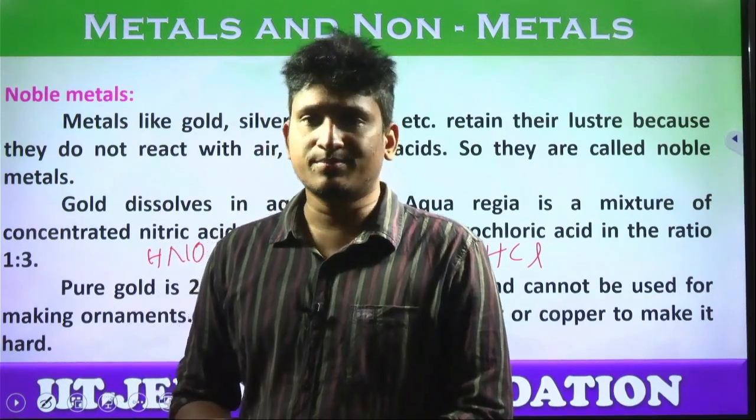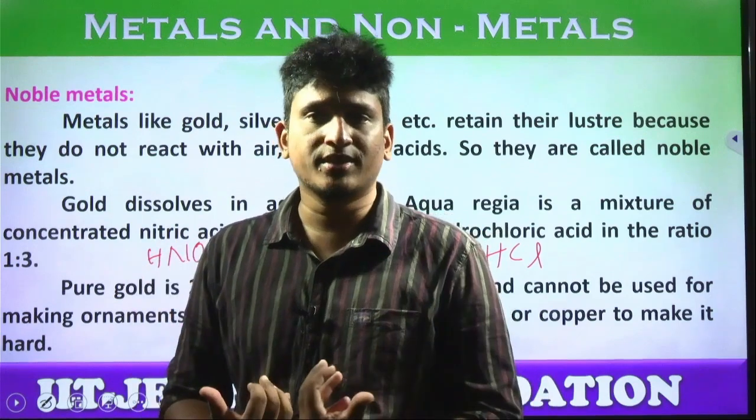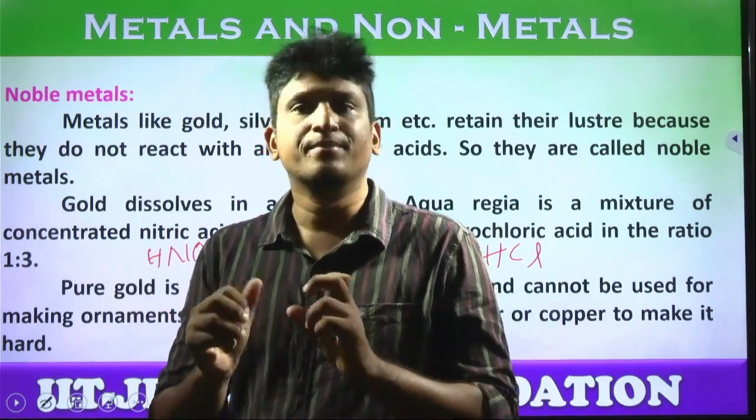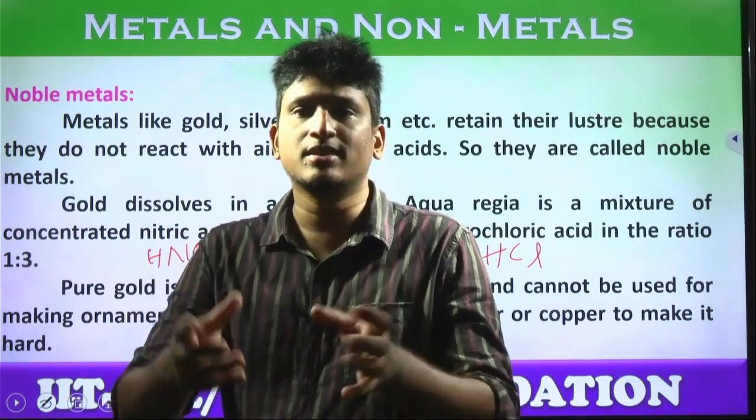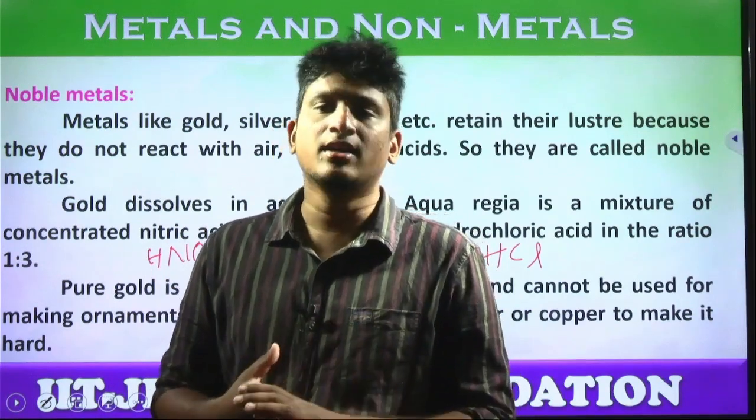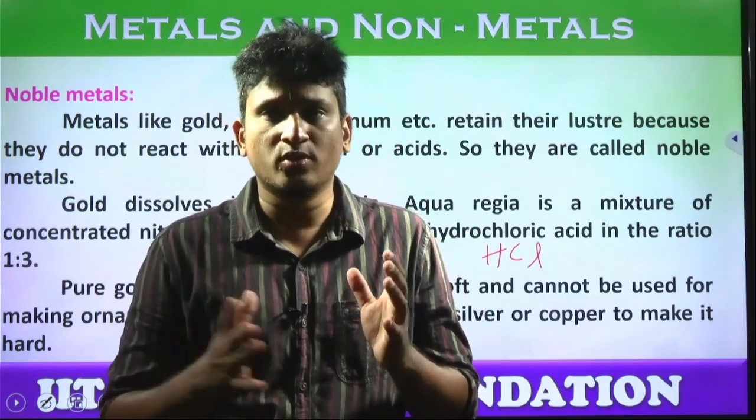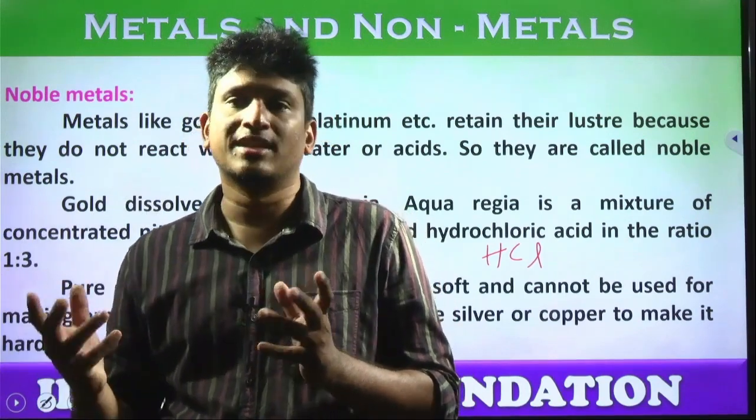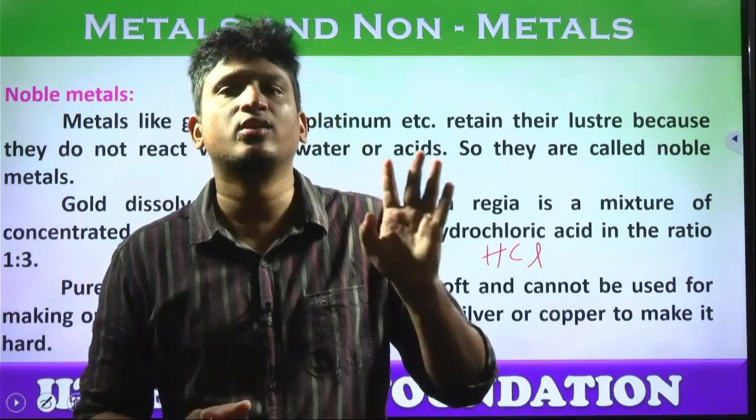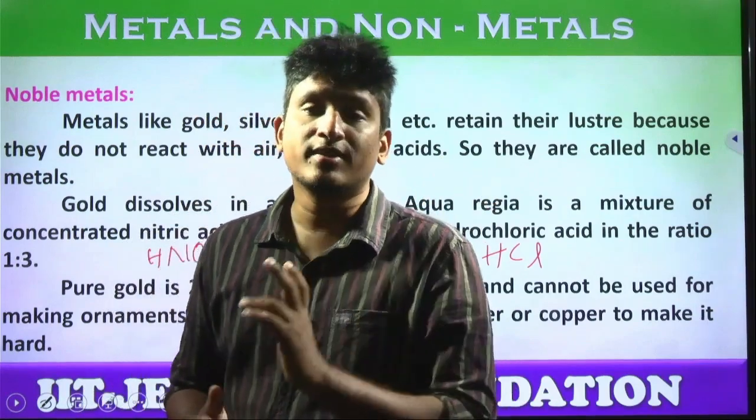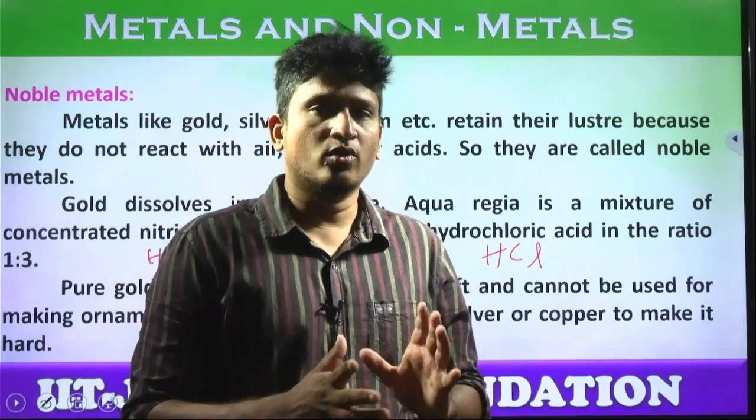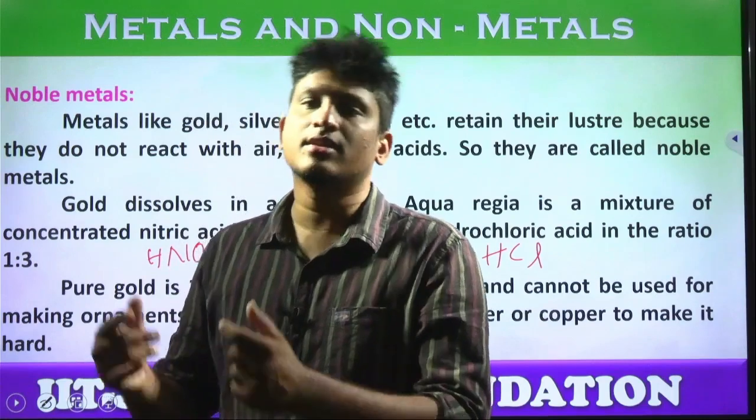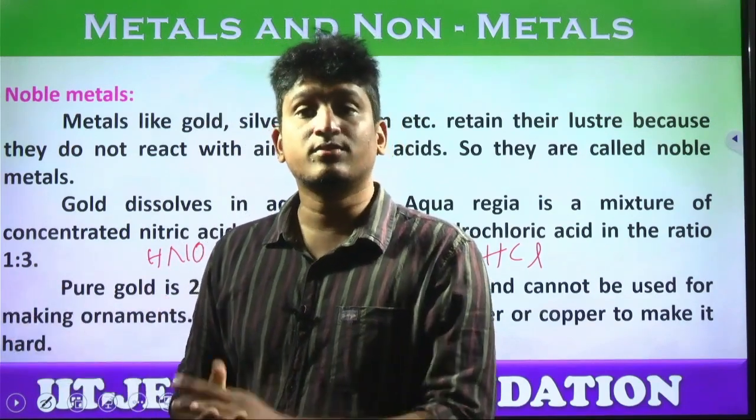So because of this brittle nature, can we make ornaments out of it? No. Why? Because they are still brittle, easily breakable. Brittle means easily breakable. So to make it hard, they will take 22 parts of gold and 2 parts of either copper or silver. That is called 22 karat gold. Understood? What's the meaning of 22 karat? 22 parts of gold and other 2 parts of either silver or copper. That is called 22 karat gold.